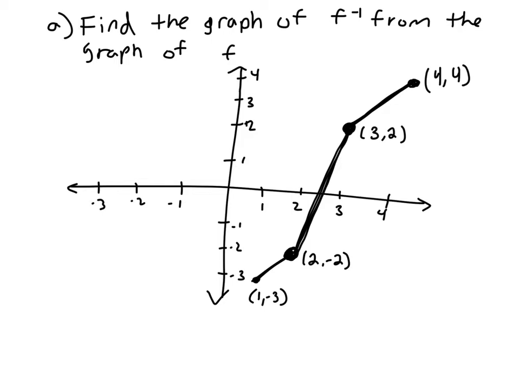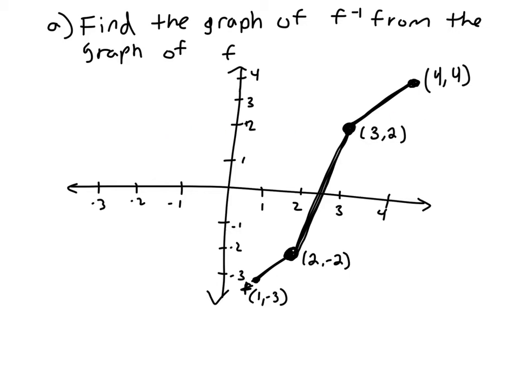Alright, first let's verify that this is indeed a function that will have an inverse. And we can do that with a horizontal line test. So we see, if this black line is f, maybe I should label it as f, then this will have an inverse because it passes the horizontal line test.